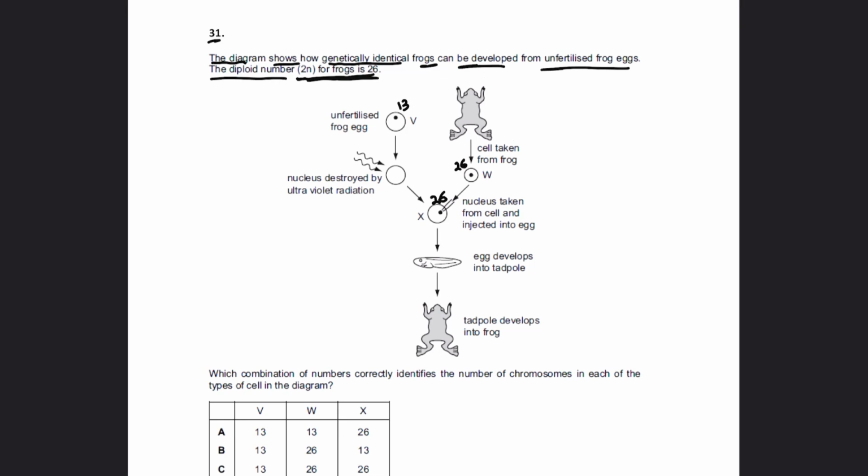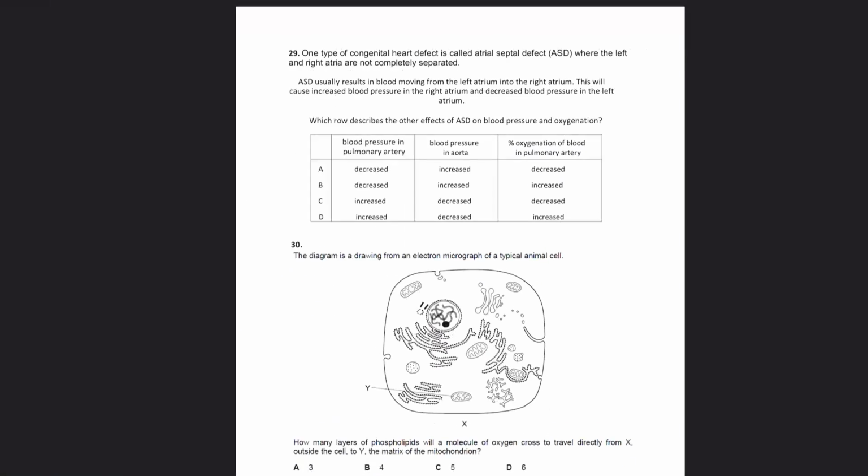Okay. Which combination of numbers correctly identifies the number of chromosomes in each of the types of cells in the diagram? Okay, so guys, as we just figured out, V contains 13 chromosomes, X contains 26 chromosomes, and W also contains 26 chromosomes. The answer is C. Let's move on to MCQ number 30.